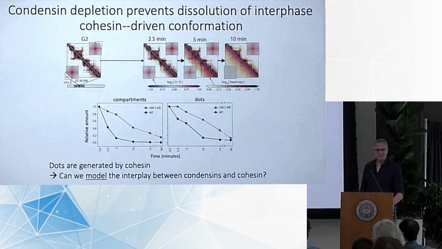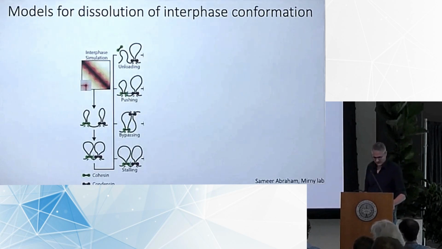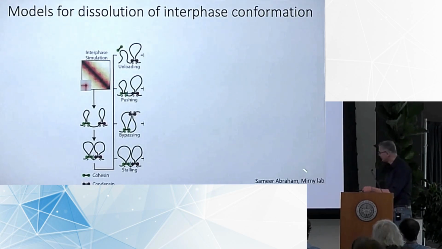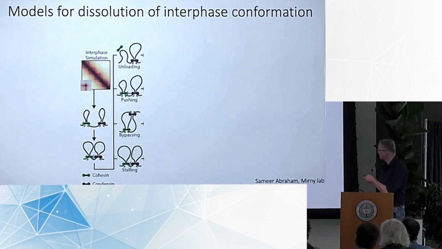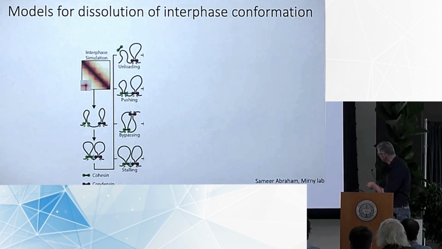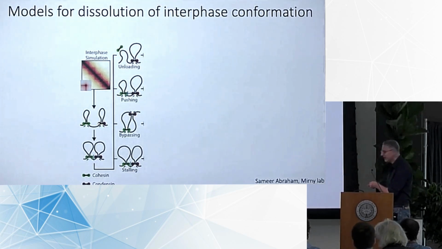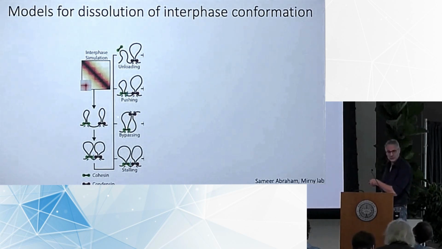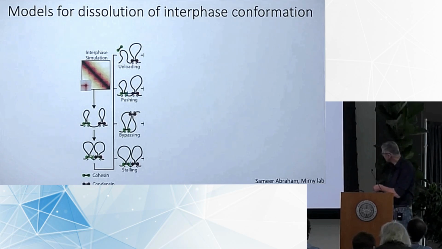Okay, can we model this? Can we understand how this works? And this is really beautiful work from Sameer in Leonid Mirny's lab. And this is the idea behind the simulations. This is actually a simulated data set where we have loops in G2. They're made by this green complex, which is cohesin. And as cells enter mitosis, condensin comes and also starts making loops. So now we have two loop extruders on the chromosome. Condensin extrudes loops. At some point, it's going to run into this cohesin. What will happen?